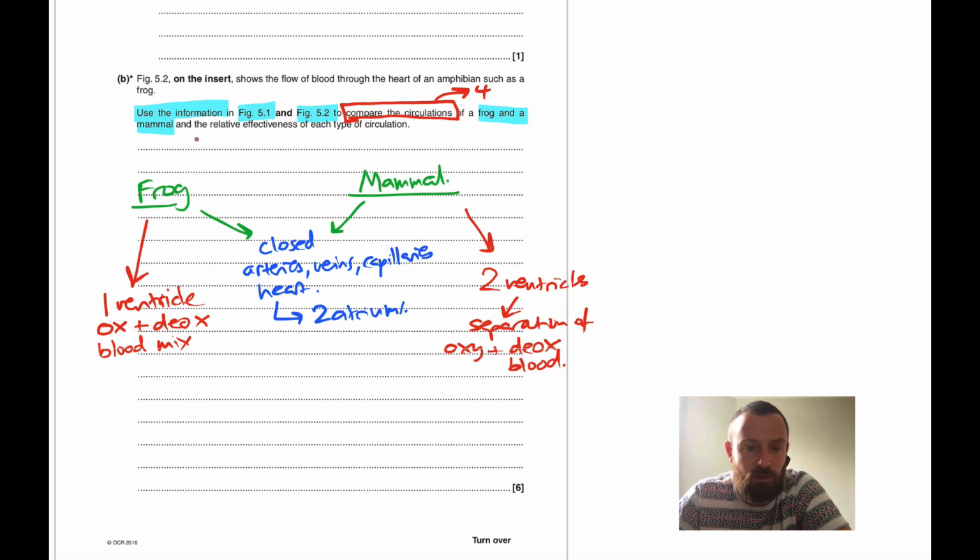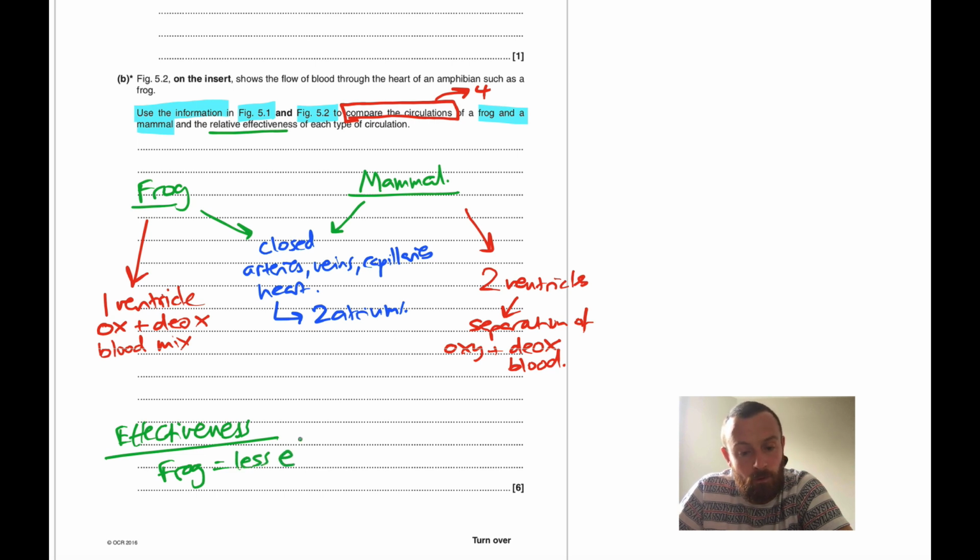So I still need to pick up 2 marks on this relative effectiveness. Okay, so effectiveness. Okay, so frog is going to be less effective. The amphibian, sorry. So, several reasons. Let's look back at the insert.